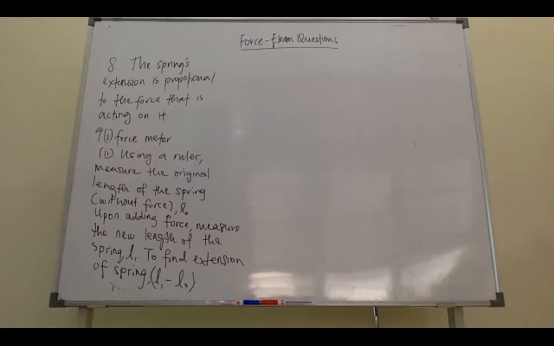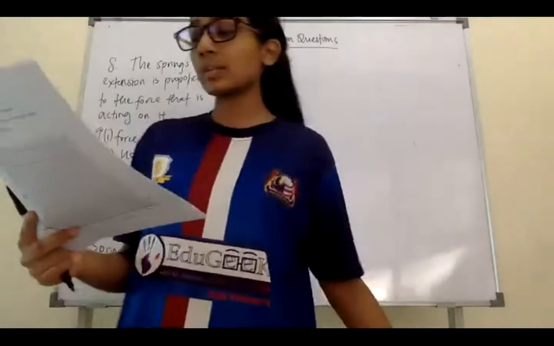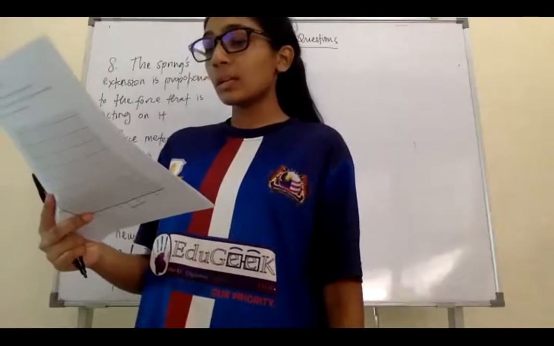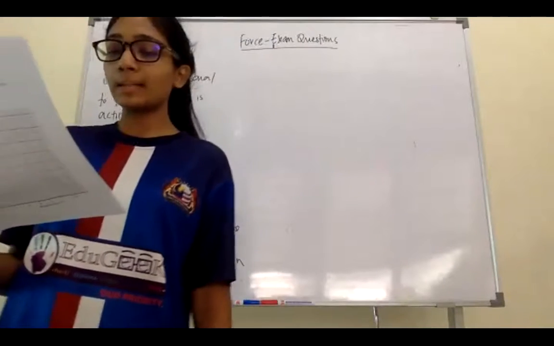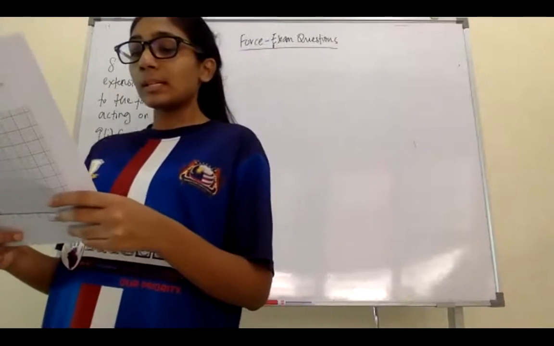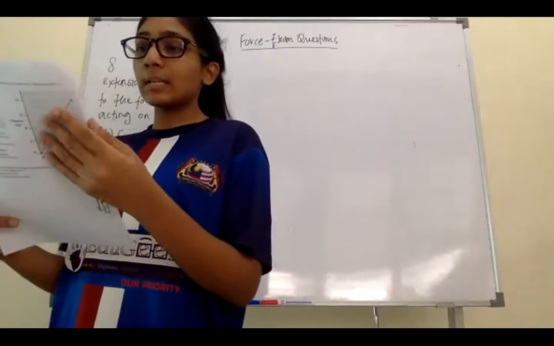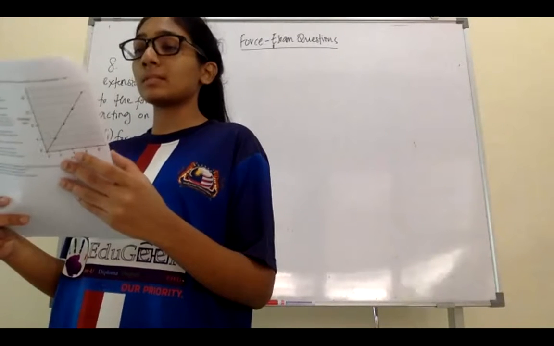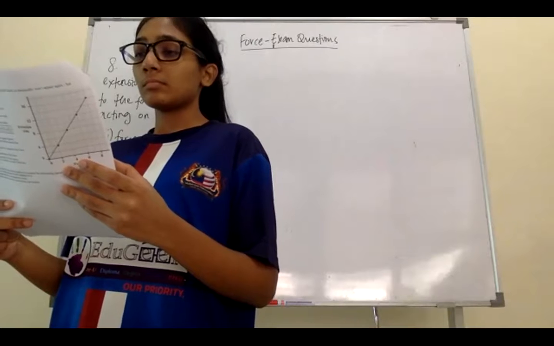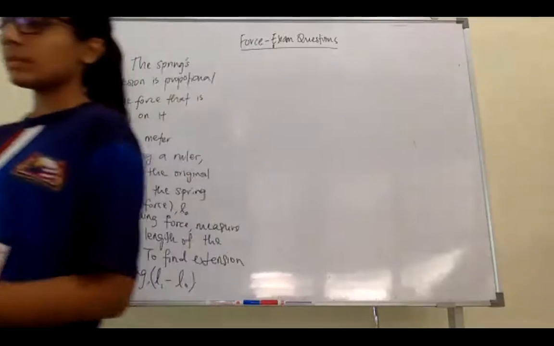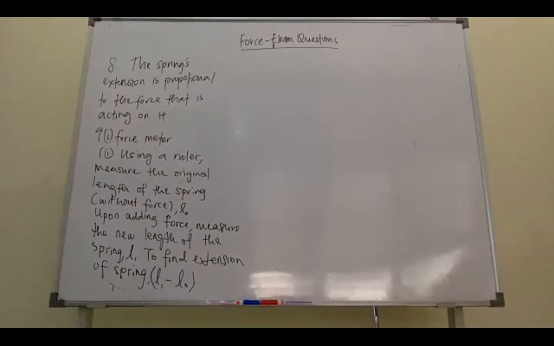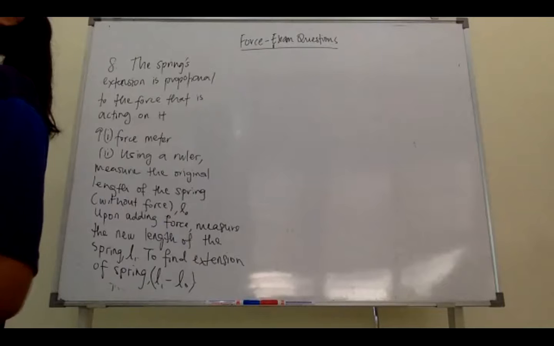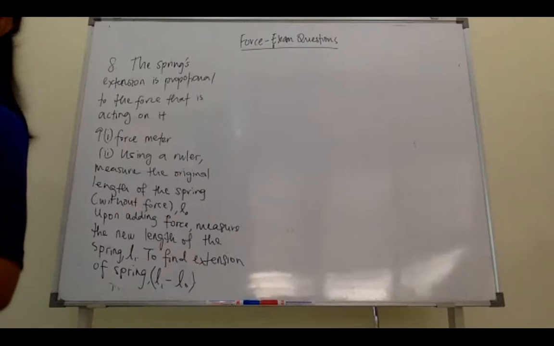Okay. Number 10. A student carried out an investigation to examine the relationship between extension of a spring and the force applied. The diagram shows the apparatus used. The table shows the data collected. Describe how the student could have taken any of these measurements. So for the force, I put a spring meter. The extension, I put a ruler. So this one, it says describe. So you have to describe like this now.